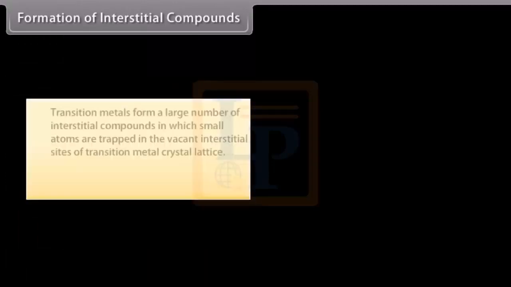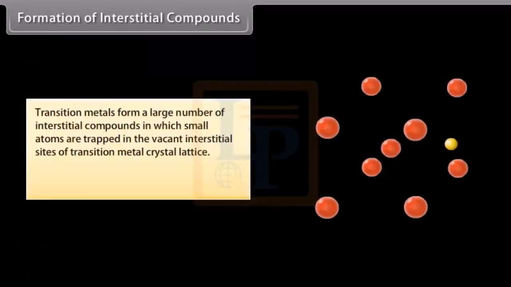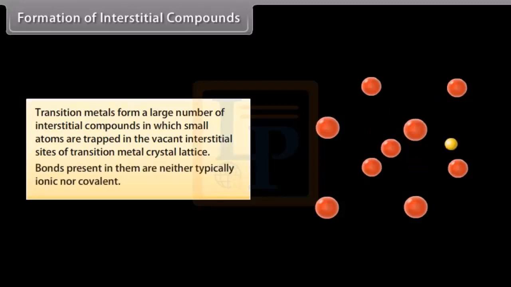Formation of interstitial compounds. Transition metals form a large number of interstitial compounds in which small atoms are trapped in the vacant interstitial sites of transition metal crystal lattice. Bonds present in them are neither typically ionic nor covalent. For example, Mn4N and Fe3H.